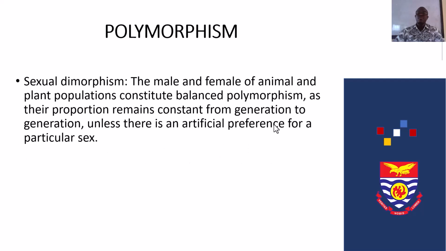Sexual dimorphism. The male and female of animal and plant populations constitute balanced polymorphism, as their proportion remains constant from generation to generation unless there is an artificial preference for a particular sex.